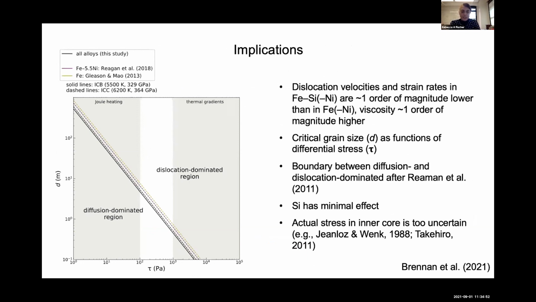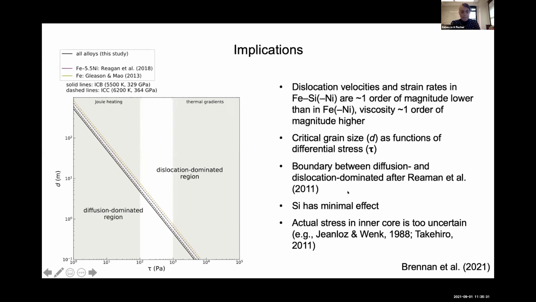So we can do some calculations based on this new strength we found for iron silicon nickel alloys. It implies that dislocation velocities and strain rates in silicon bearing alloys are about 1 order of magnitude lower than in iron nickel, and viscosity is about 1 order of magnitude higher. We also calculated critical grain size as a function of differential stress, which is what's shown in this figure here. We calculated the boundary between the diffusion dominated and dislocation dominated regions after Reinmann et al. 2011.